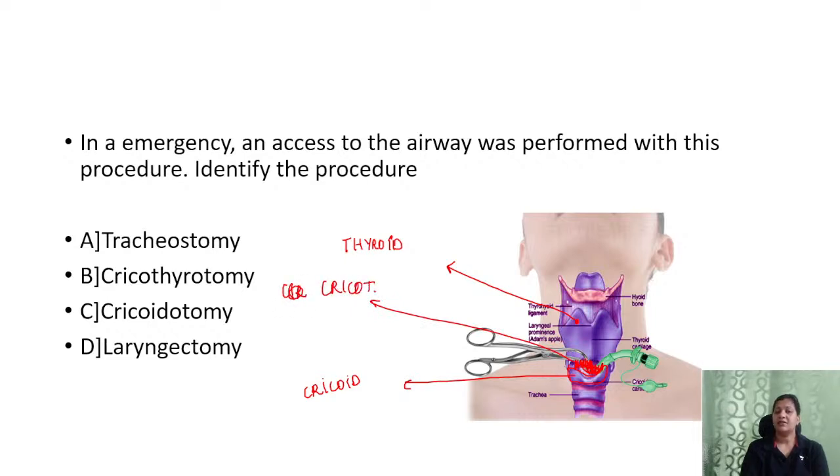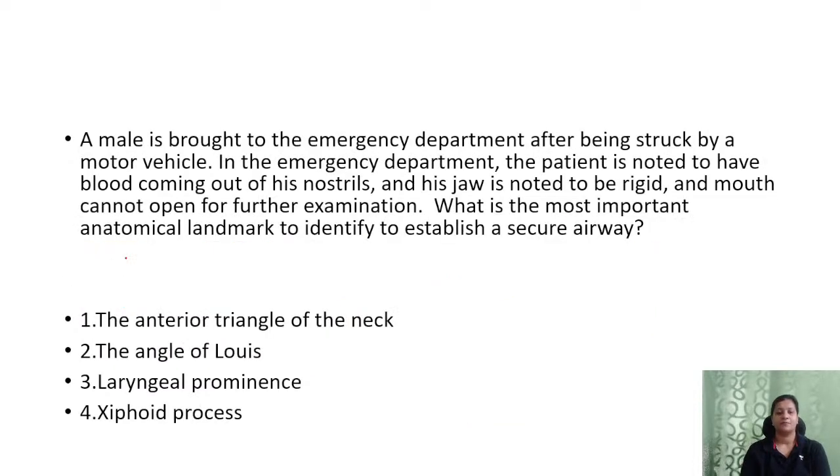So whenever there is an emergency and you have to get access to the airway, you will make an entry to this cricothyroid membrane and insert a mini tracheostomy tube. So this procedure where you make an access to the cricothyroid membrane in an emergency is called cricothyrotomy. So the procedure that you see here is cricothyrotomy. I hope all of you got it. Okay, let's do the next question.